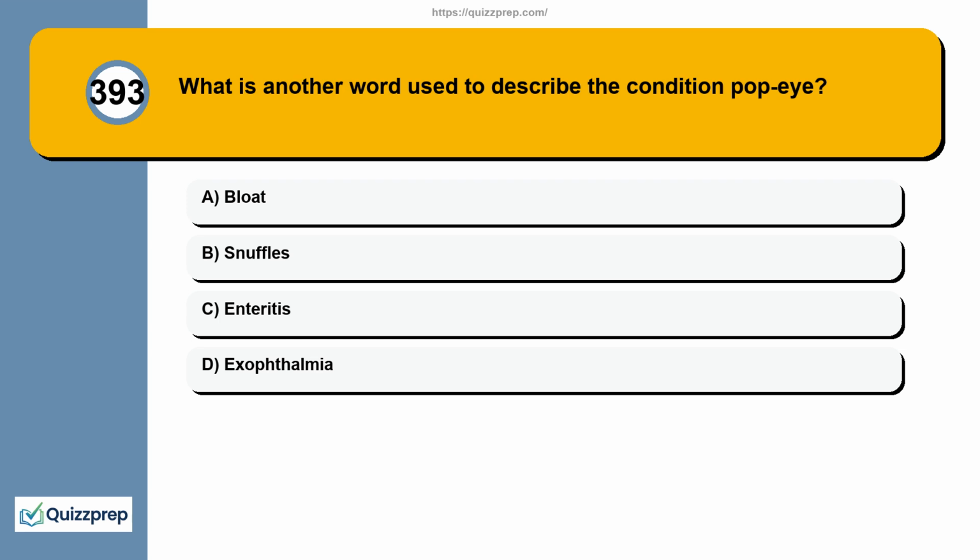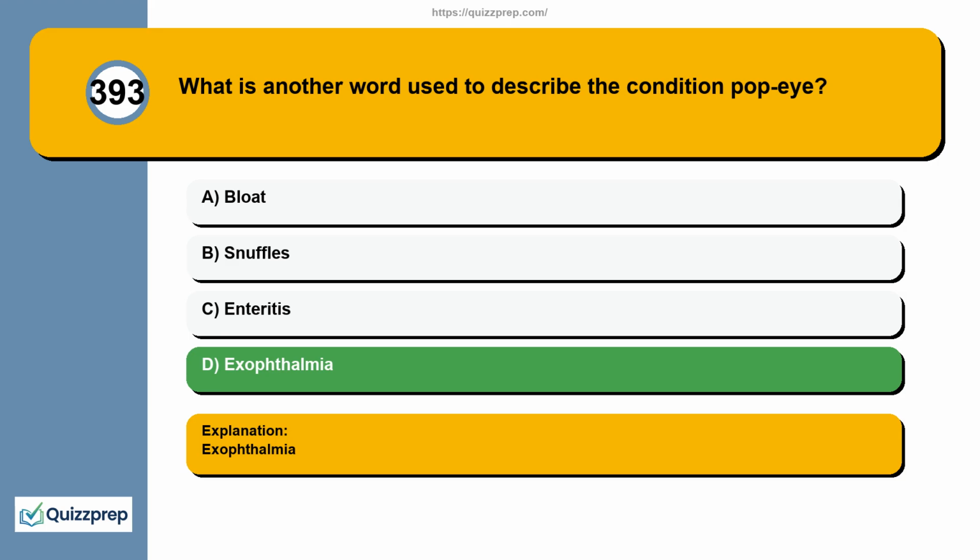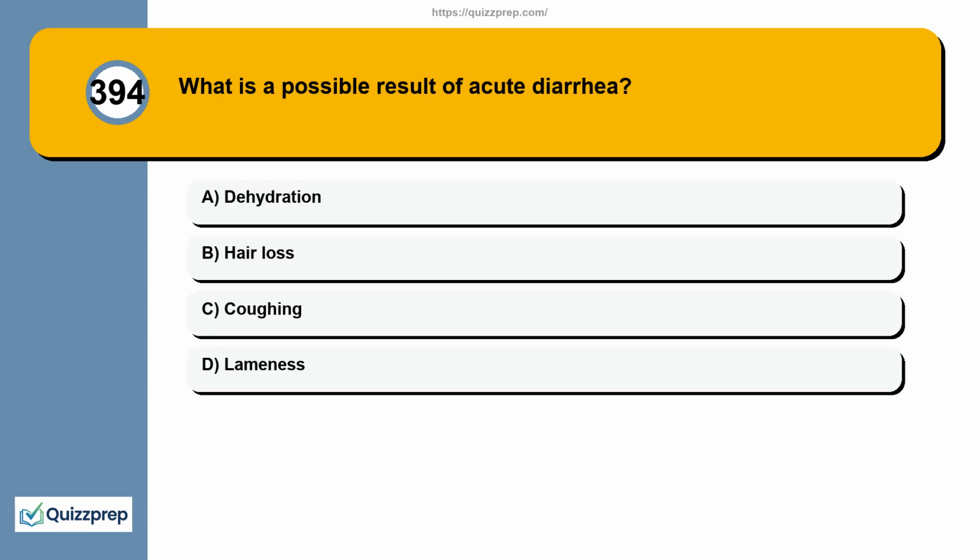Option A, bloat. Option B, snuffles. Option C, anthrithys. Option D, exophthalmia. The correct answer is option D, exophthalmia. Question 394. What is a possible result of acute diarrhea?